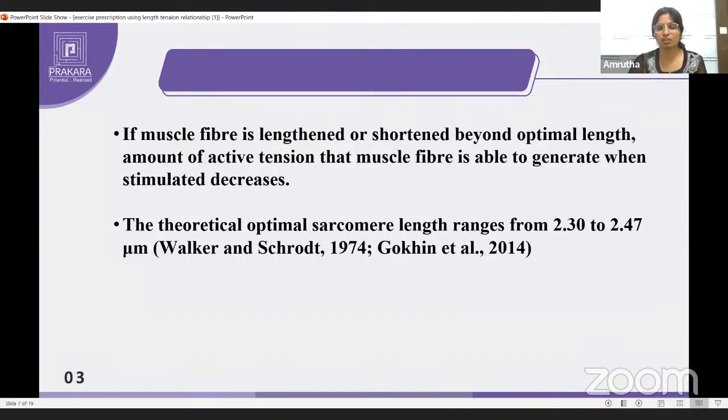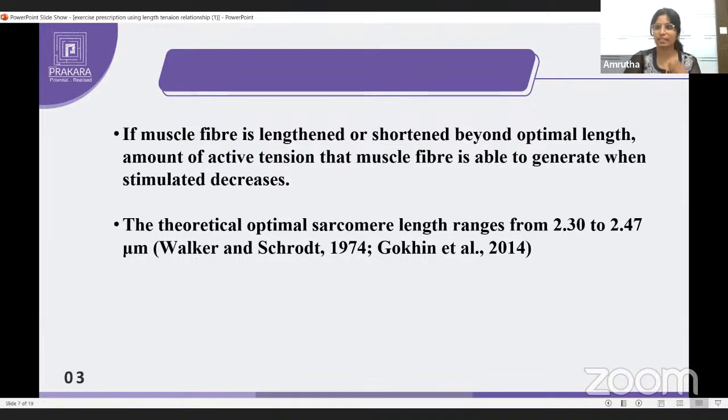Let us go to the next slide here. If a muscle fiber is lengthened or shortened beyond optimal length, the amount of active tension that the muscle fiber is able to generate when stimulated decreases. I'll come back to this point again.